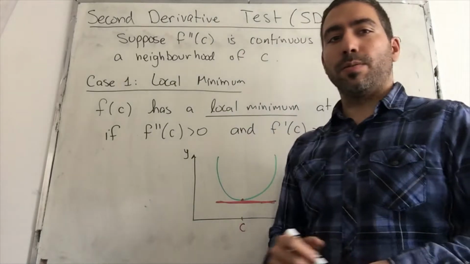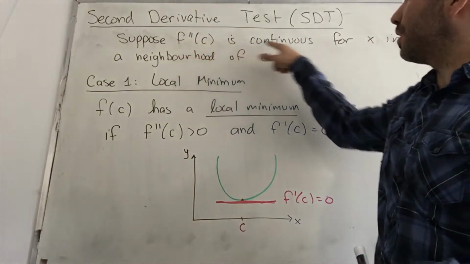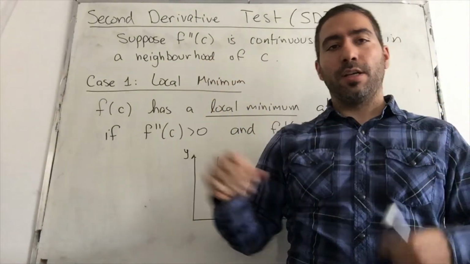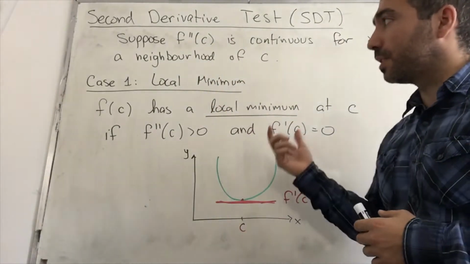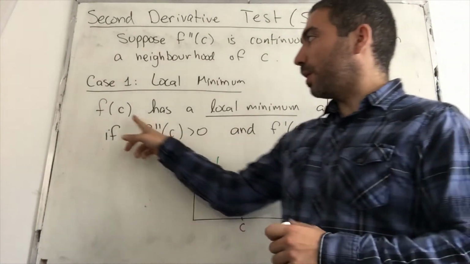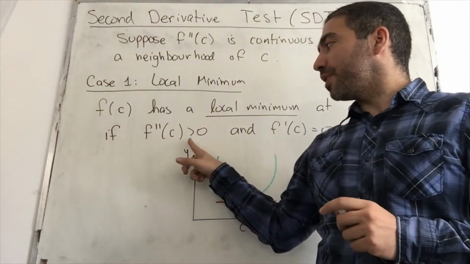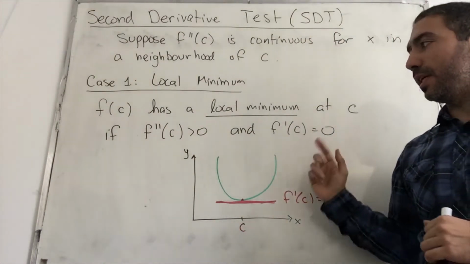So this leads us into the second derivative test. What it states is that suppose f double prime of c is continuous for x in the neighborhood of c, so it's continuous for all x values close to c. Then we have our first case. Case 1 is the local minimum. f of c has a local minimum at c if f double prime of c is greater than 0 and f prime of c equals 0.